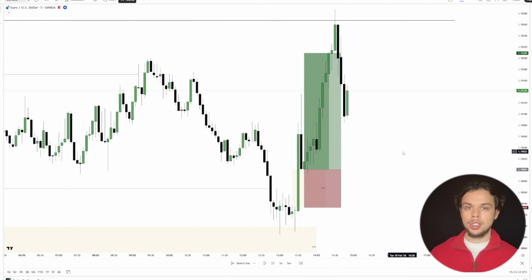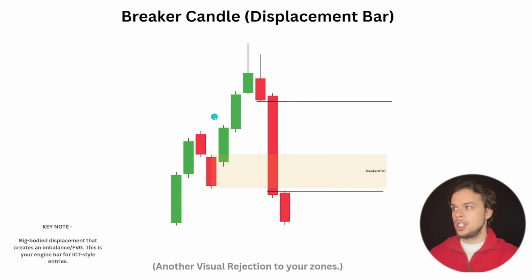So using this methodology of combining supply and demand, market structure and liquidity with candlestick formations is going to help you achieve high probability trade setups on a daily basis and actually keep you consistent in the long run. So now the final actual formation we're looking at is a breaker candle, the displacement bar.